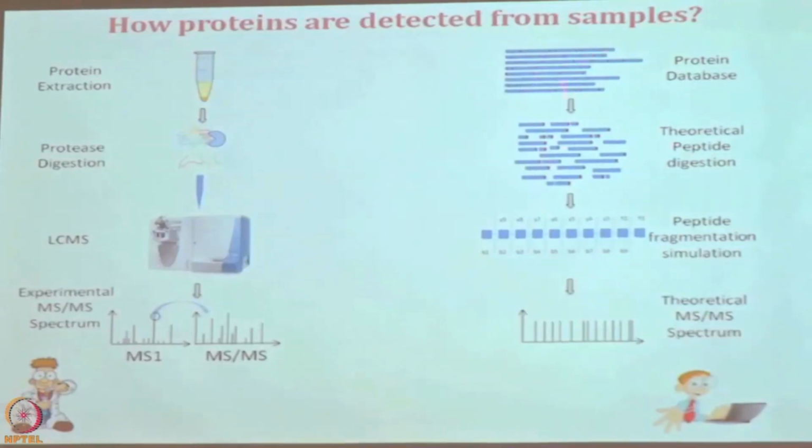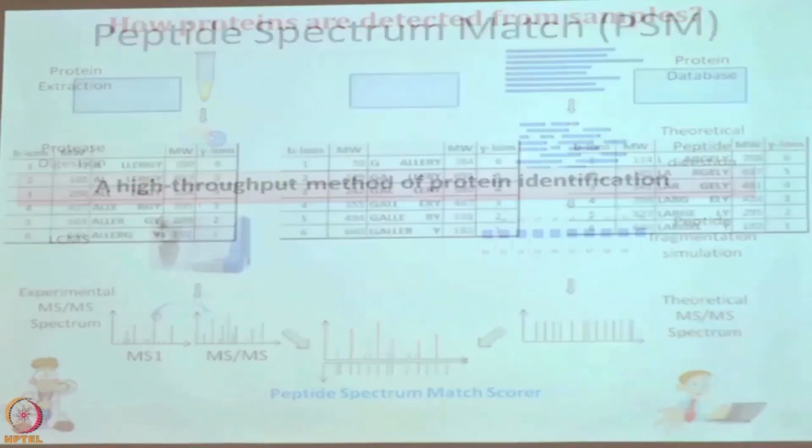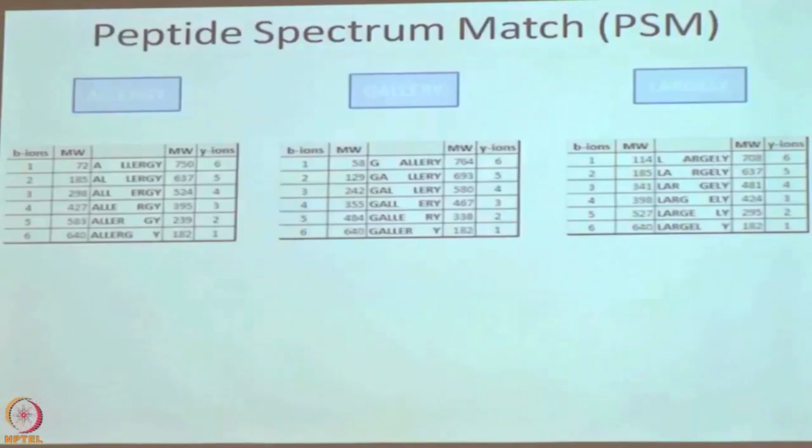So, I will delve a little bit into this database creation. Theoretical digested peptide generation is rule based, so there is nothing much here. And then the peptide simulated fragment generation, which will give us theoretical spectra. Now, matching of the theoretical spectra with the experimental spectra and thereby giving a score is what is needed. So, here is an example.